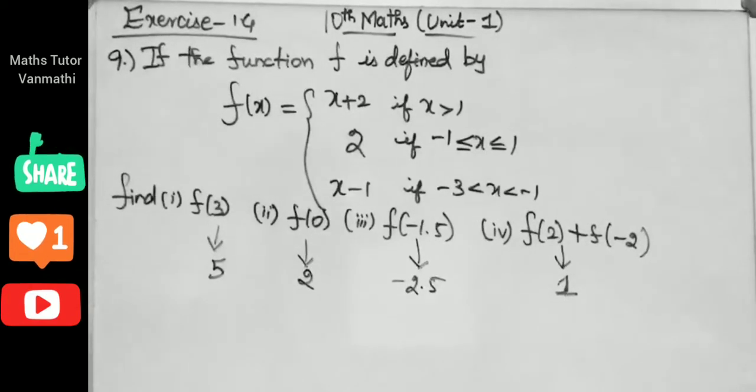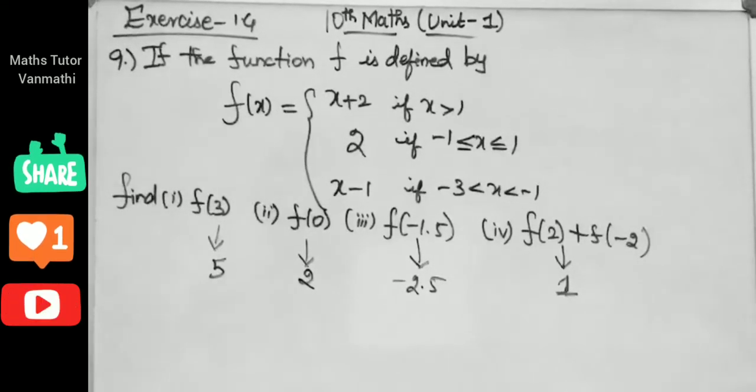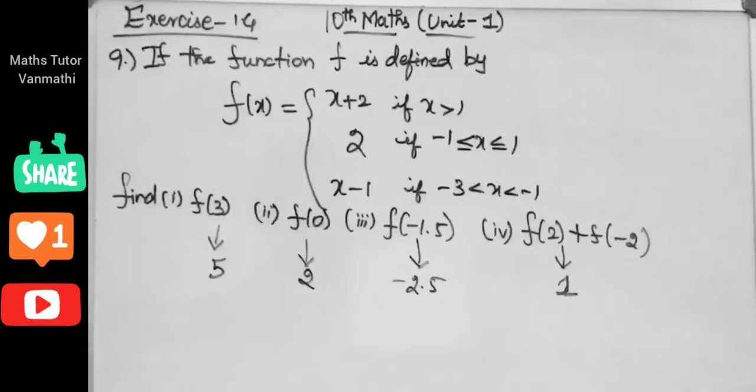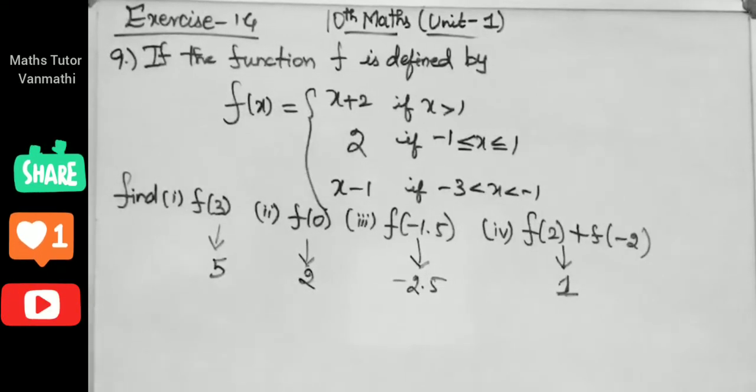This is your ninth problem. If the function f is defined by f of x equal to x plus 2 if x greater than 1, 2 if minus 1 less than or equal to x less than or equal to 1, x minus 1 if minus 3 less than x less than minus 1. Okay, we are going to find f of 3, f of 0, f of minus 1.5, f of 2 plus f of minus 2. I have given the answers for these below. That is f of 3 answer is 5, f of 0 answer is 2, f of minus 1.5 answer is minus 2.5 and f of 2 plus f of minus 2 value is 1.